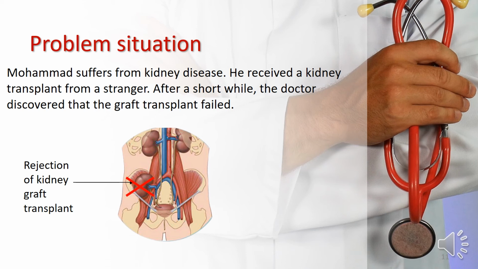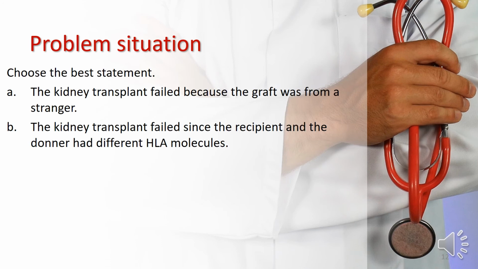Why do you think it was rejected by the body? So choose the best statement. The kidney transplant failed because the graft was from a stranger, or the kidney transplant failed since the recipient, meaning the person receiving the kidney, in this case Muhammad, and the donor, which is the stranger, had different HLA molecules. The answer is B. It's because, remember, if a person is given cells that have different HLA molecules, the body will see them as foreign, non-self, and therefore it will reject it.